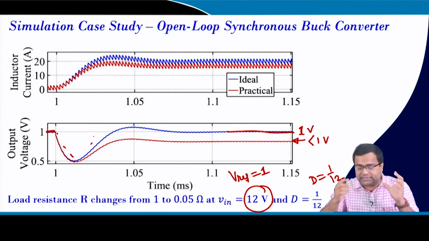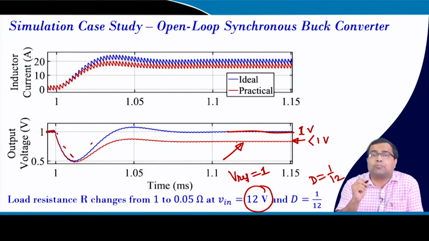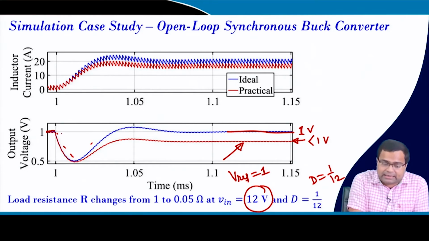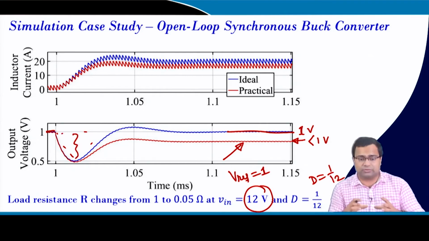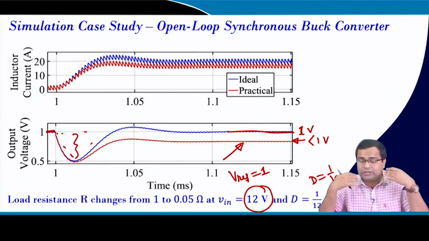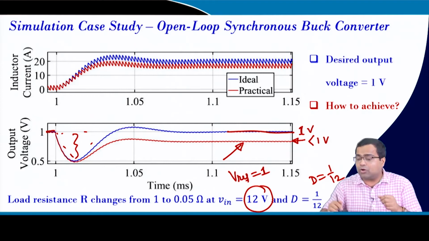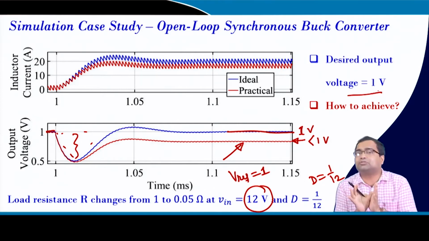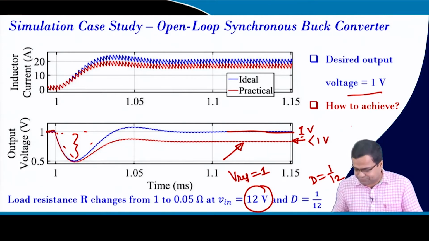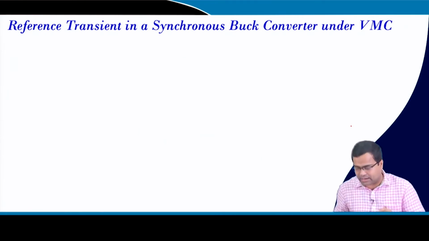So, our question is, can we analytically predict what my practical voltage operating point will be for any load and input voltage condition? Can we predict this undershoot and overshoot, even for an open loop as well as a closed loop converter? These are the questions which motivate us to go for modeling techniques. So, how to achieve this? The next question is, how can we achieve 1 volt output even for a practical converter? Now, I am showing another case, a reference transient in a synchronous buck converter under voltage mode control.